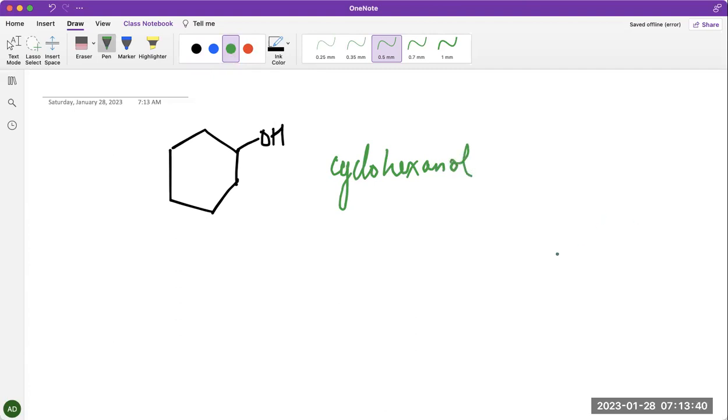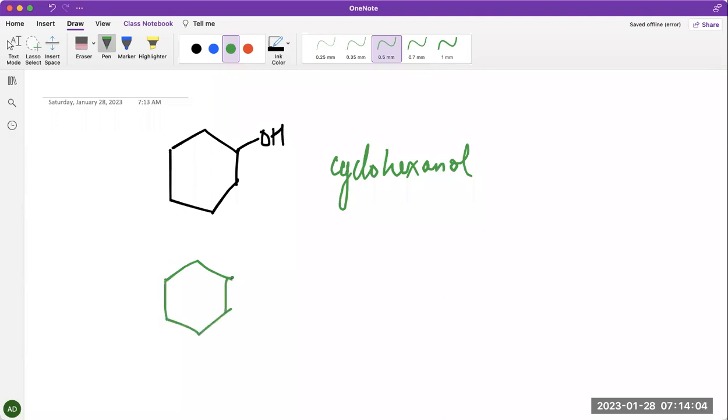Again, there's no need to call this 1-cyclohexanol, because we know for sure that wherever the OH is, that's where carbon number 1 will be. So for a simple structure like this, there is no need to number. If there were more substituents, then of course we will number this. Okay, all right. So now let's see where we have something else here.